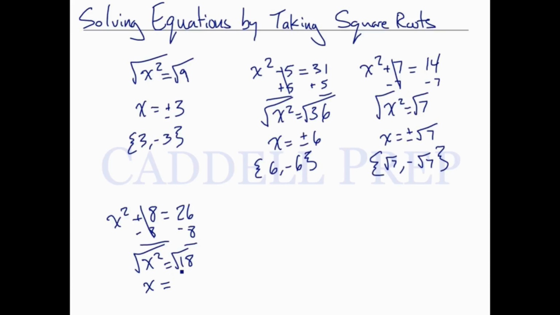We can actually break this down. So 18 breaks down into radical 9 and radical 2. And I chose 9 and 2 because I could do the square root of 9. The square root of 9 is 3, so I have plus or minus 3 radical 2. So the two solutions in this case would be 3 radical 2 and negative 3 radical 2.